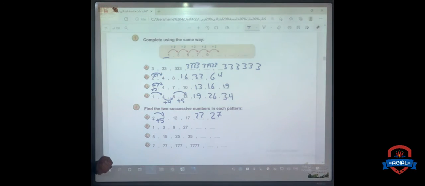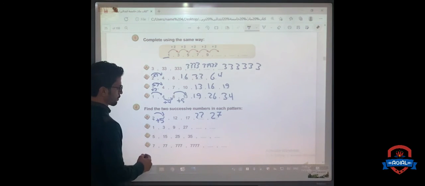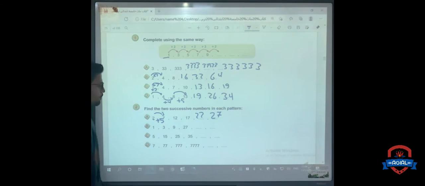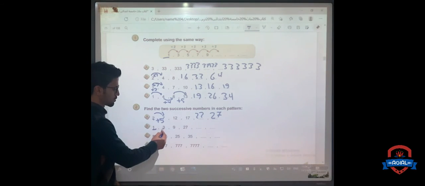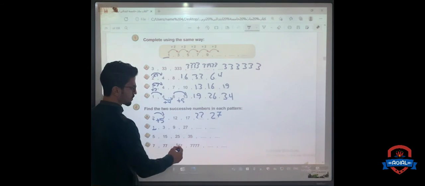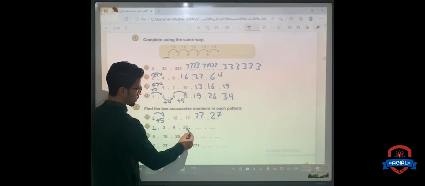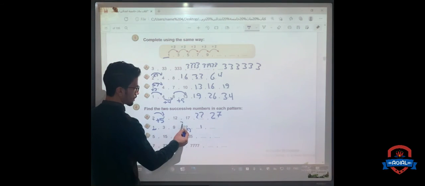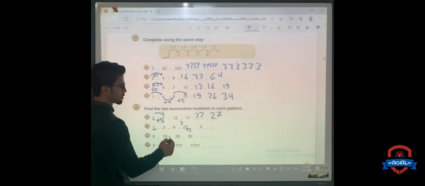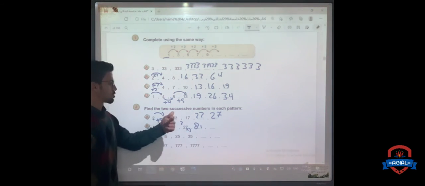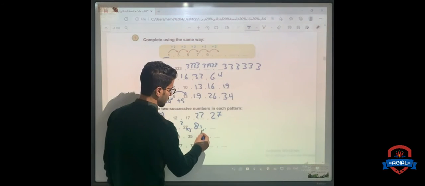So we notice that when we move to the right, we multiply by 3. Or to find the next number, we have to multiply by 3. We start from 1, then 1 times 3 equals 3, 3 times 3 equals 9, 9 times 3 equals 27, and 27 times 3. So we have to multiply by 3. 3 times 7 equals 21, so we put 1 and carry 2, and 3 times 2 equals 6 plus 2 equals 8, so we have 81.